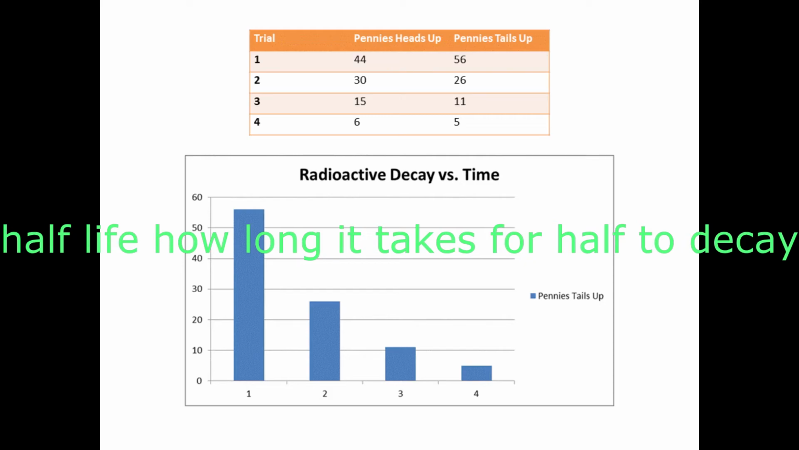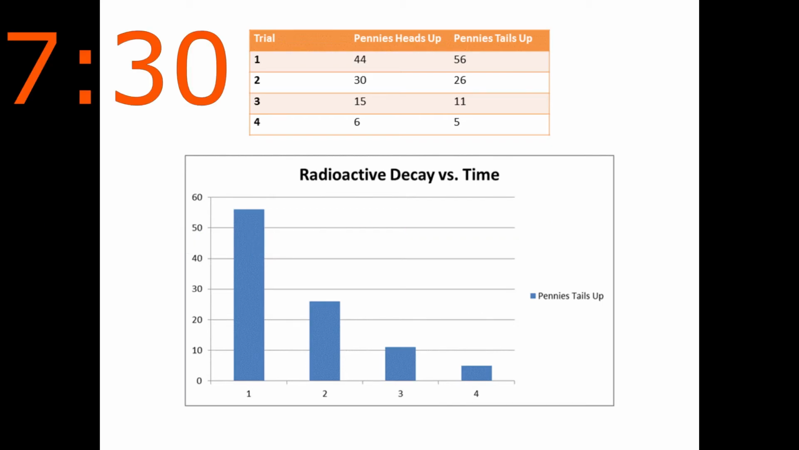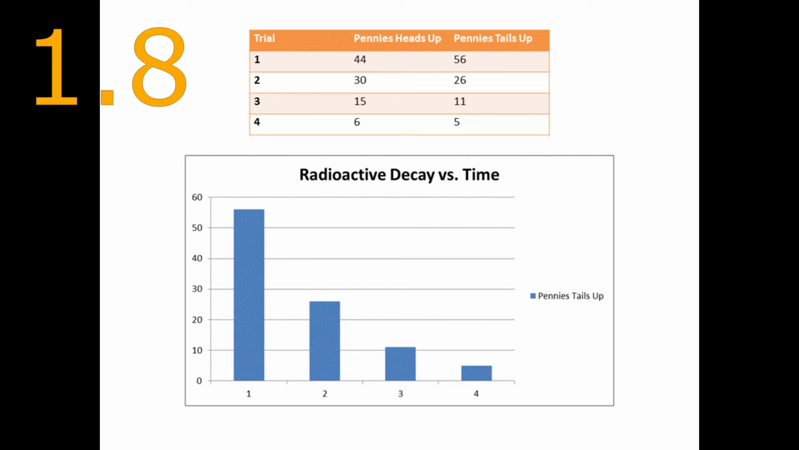To estimate or calculate it for this, I would take the total time, which is about 7 minutes and 30 seconds, and I was keeping track of that on my phone, and divide that by 4, because I repeated the process of removing the decayed atoms 4 times. If you take that total time and divide it by 4, I get about 1.8. That means that roughly every 2 minutes, half of the pennies decay, or half of the atoms disappear.